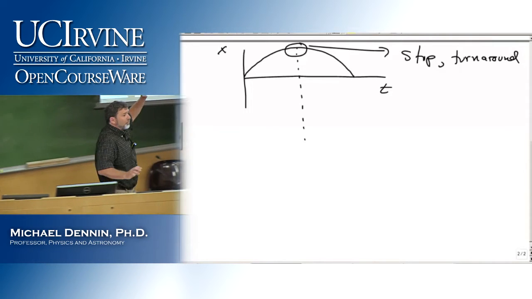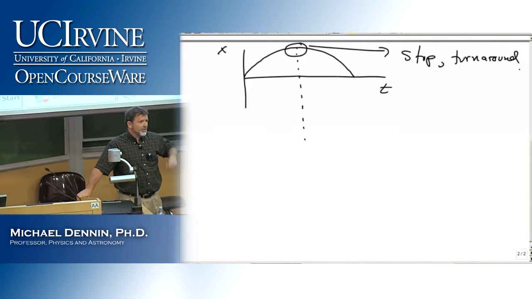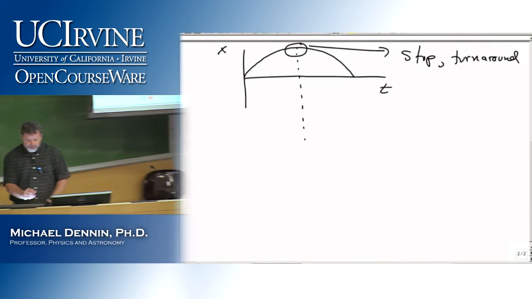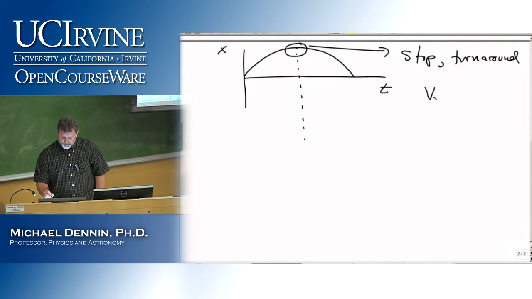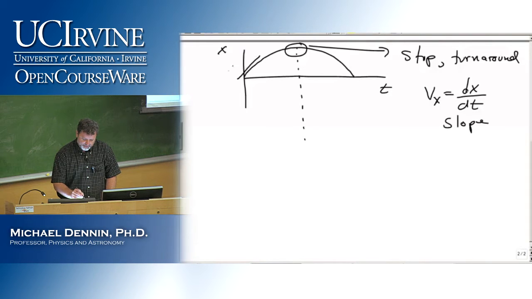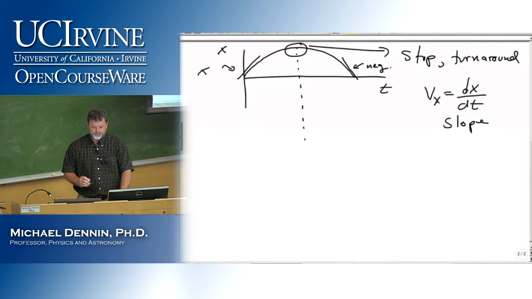How do I know that the point at the top there is where I stopped? The slope is 0. And what's the slope? The velocity, because the part of the velocity in the x direction is dx dt, which is the slope. And if you notice, it's positive here, and it's negative here.